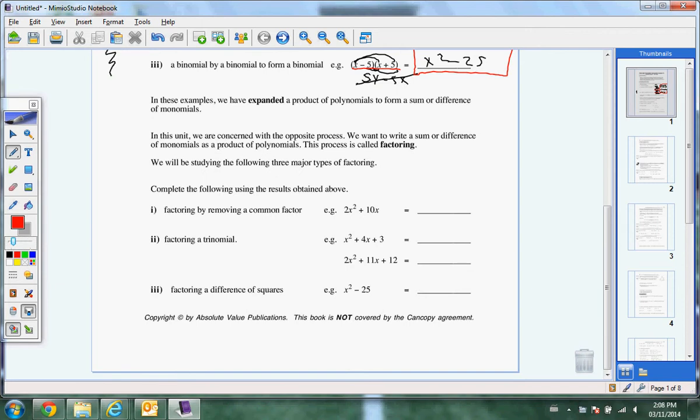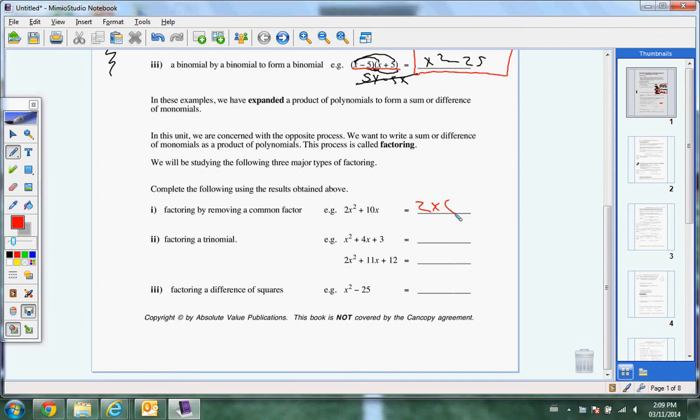Let's go down here. Complete the following using the results attained above. So factoring by removing a common factor. From above, like I told you, we're just going backwards. So what do these have in common? That's what today's is about. They both have a 2 in common, and they both have an x in common. So when I pull out a 2x, when you're pulling something out, what mathematical operation are we doing? Division. Good. So we're dividing 2x out.